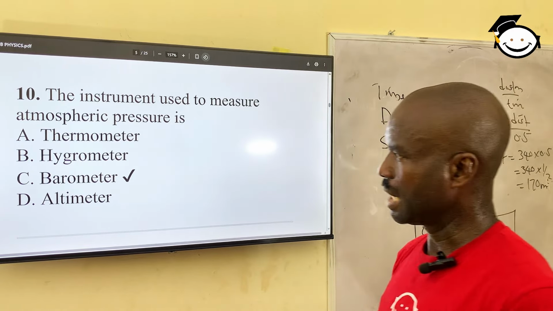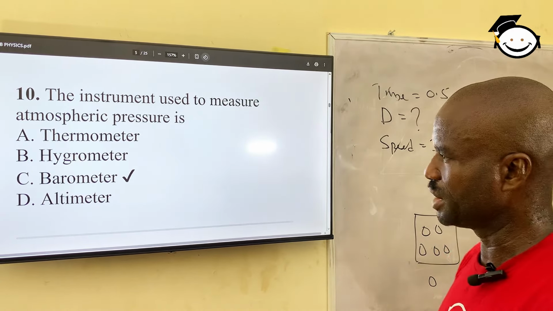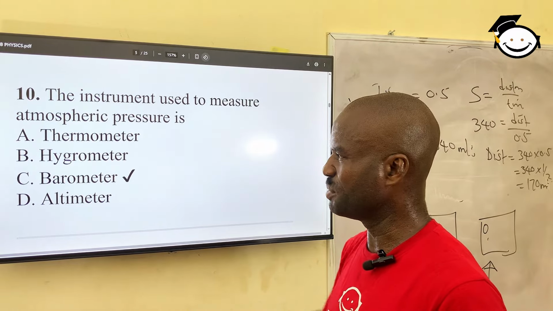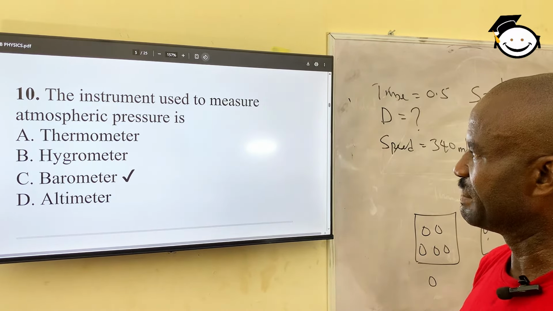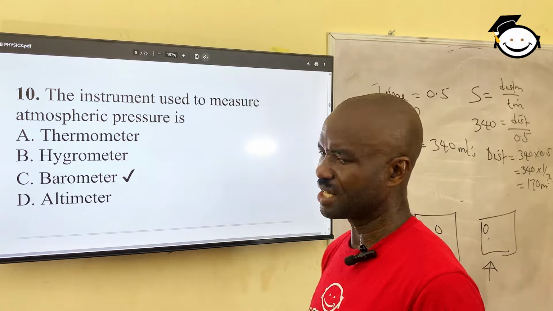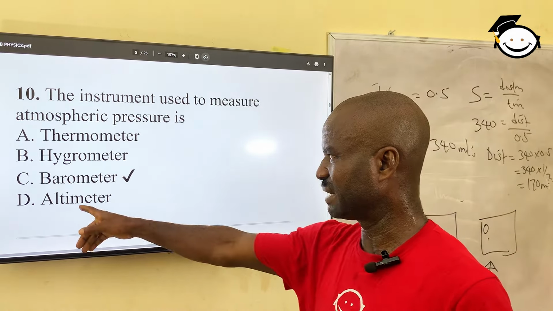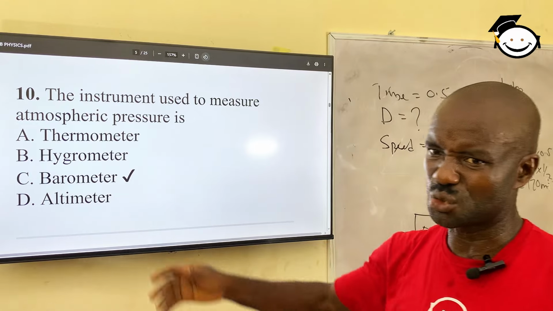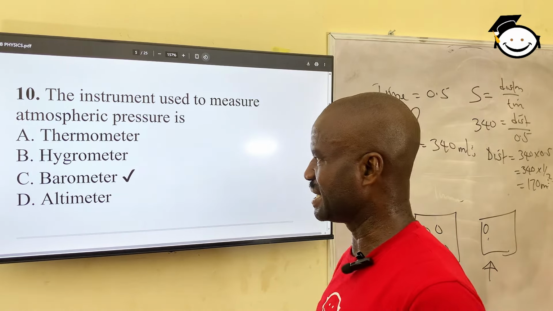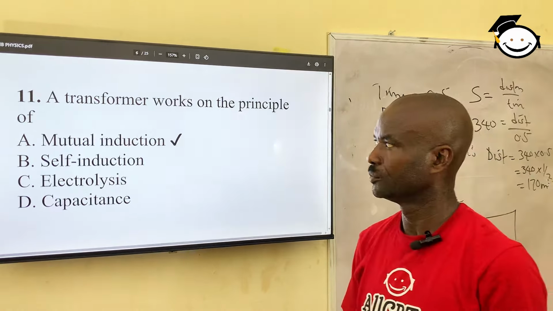Hygrometer is used to measure relative humidity. It's not. Then barometer, yes, barometer is used to measure pressure, atmospheric pressure. Then another option, altimeter. Altimeter is used to measure altitude. So the correct answer is C, barometer.